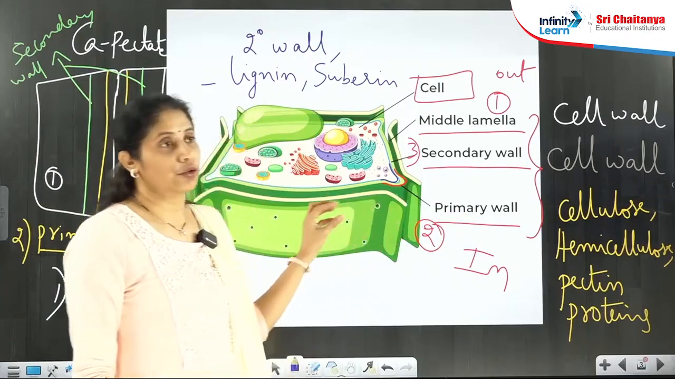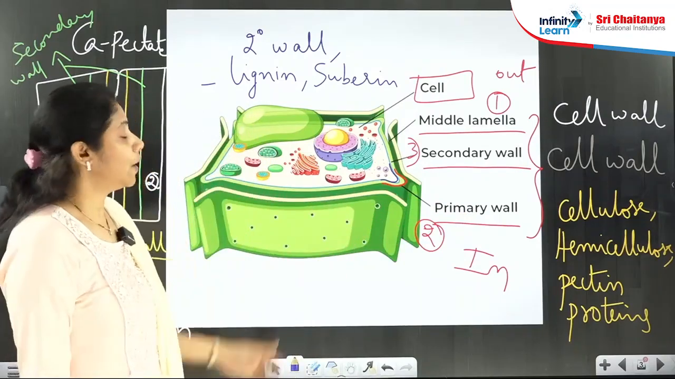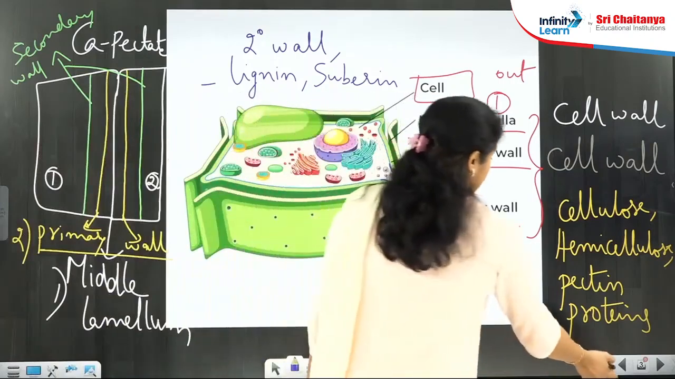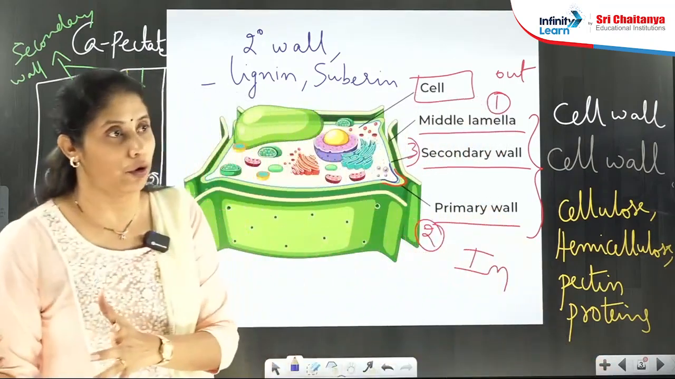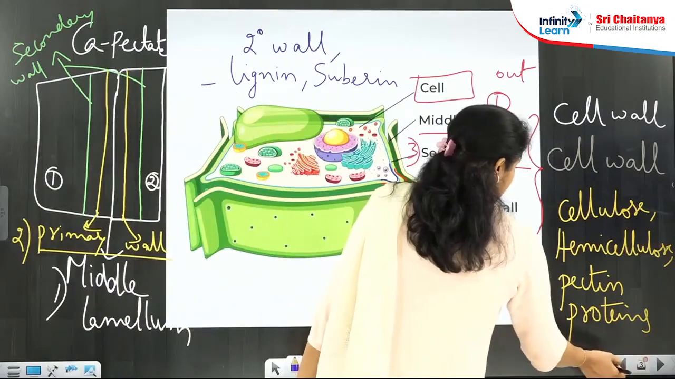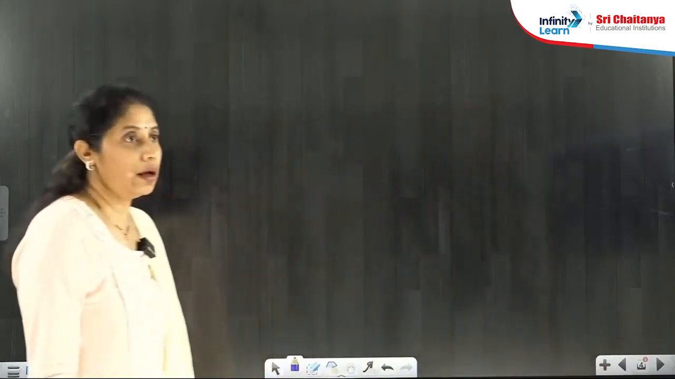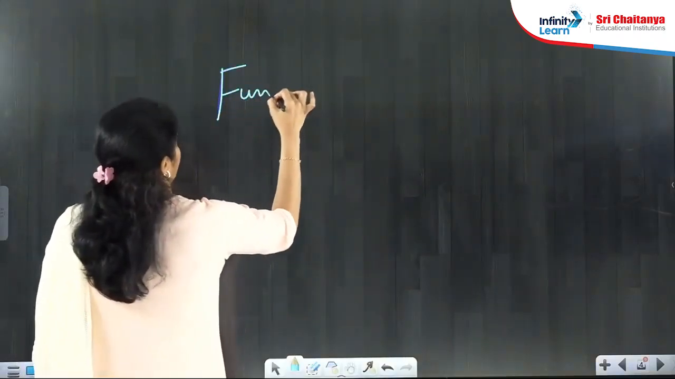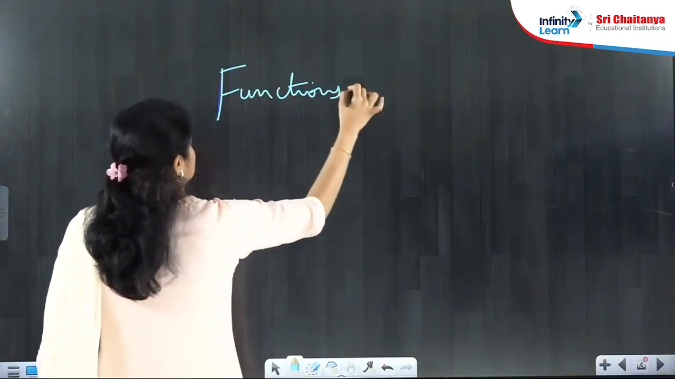So this is the structure of the cell wall and the functions of the cell wall. Let us see the functions. I hope all of you understood with what materials they are formed. I am going to the next page, and here you will be answering my questions. The functions of cell wall.